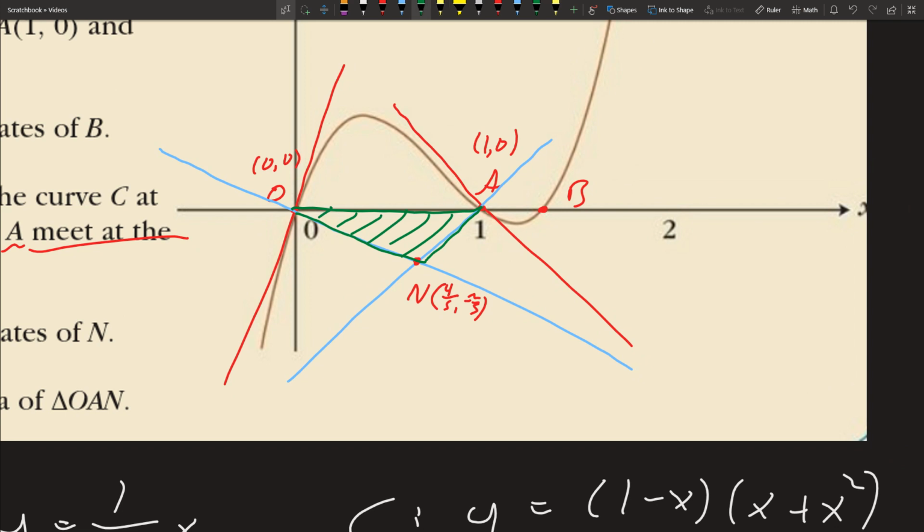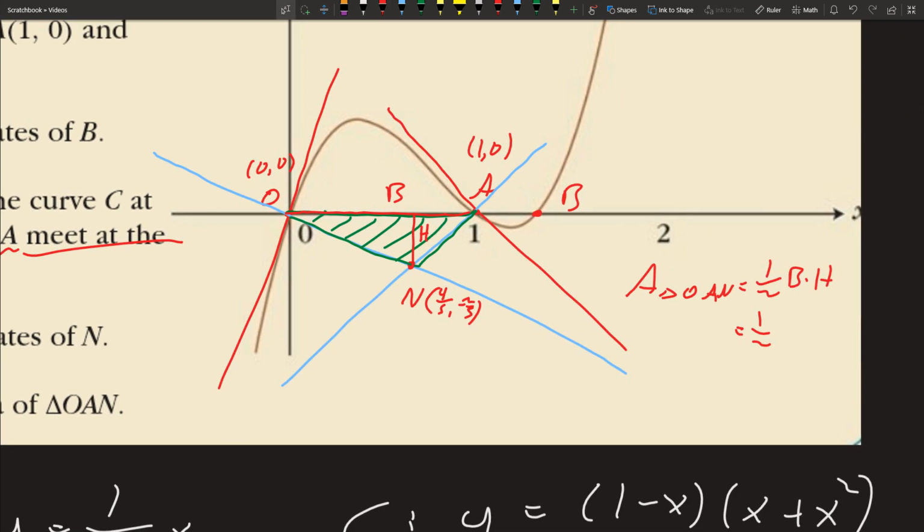The base that I'm going to choose, denoted in red, will be this base. So that's the base, and the height will be this height. That's the height, right? So the area of triangle OAN is equal to half base times height, which is equal to half. What's the length of the base? It's 1, right? Since the distance between O and A is 1, so base is 1.